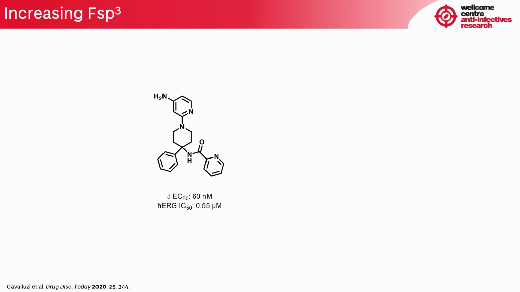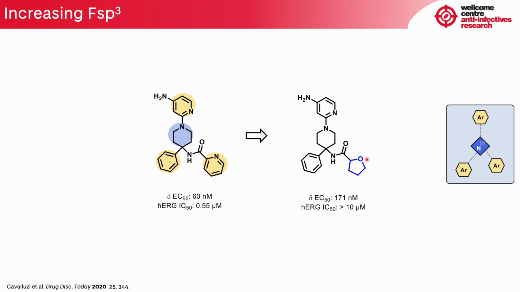Also, we can try to make the molecule less flat by increasing the fraction of sp3 carbons in the structure. So again, this molecule would fit very well the basic center surrounded by aromatic moieties. What they tried to do is replace this aromatic ring, the pyridine ring, with a tetrahydrofuran in the second structure. Although it lost some potency, the hERG inhibitory activity was also nearly abolished. So this is also a strategy to think about.